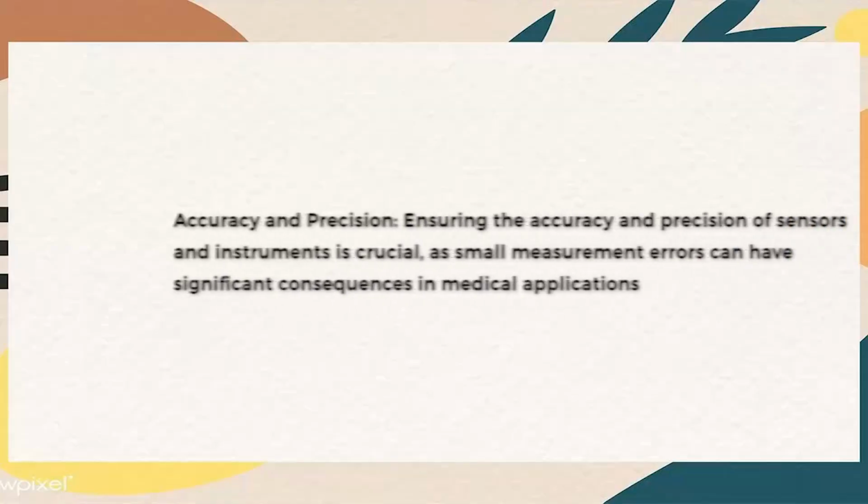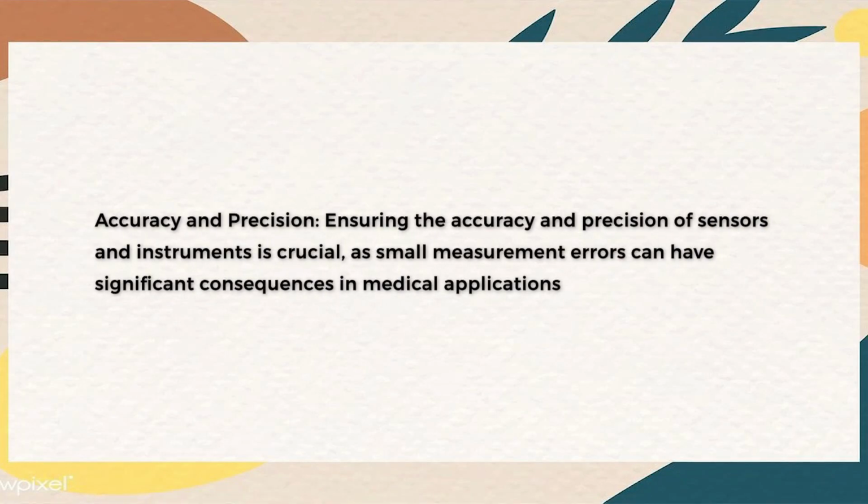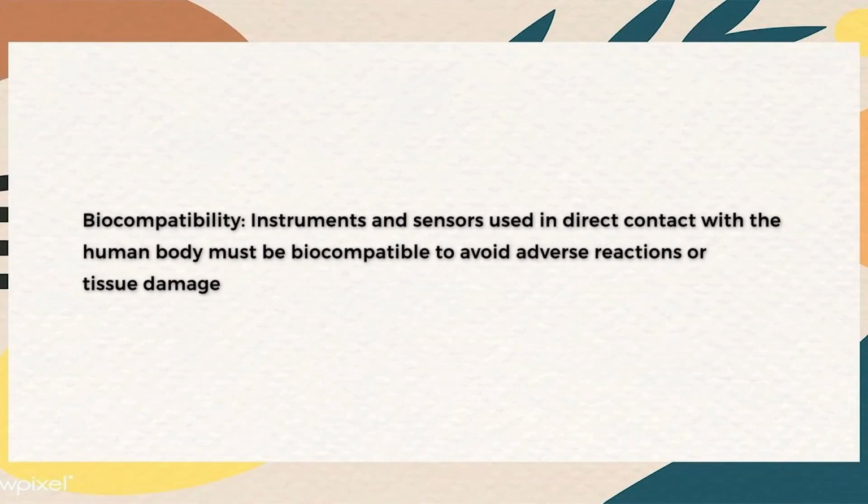Challenges in biomedical instrumentation. First, accuracy and precision. Ensuring the accuracy and precision of sensors and instruments is crucial, as small measurement errors can have significant consequences in medical applications. Second, biocompatibility. Instruments and sensors used in direct contact with the human body must be biocompatible to avoid adverse reactions or tissue damage.